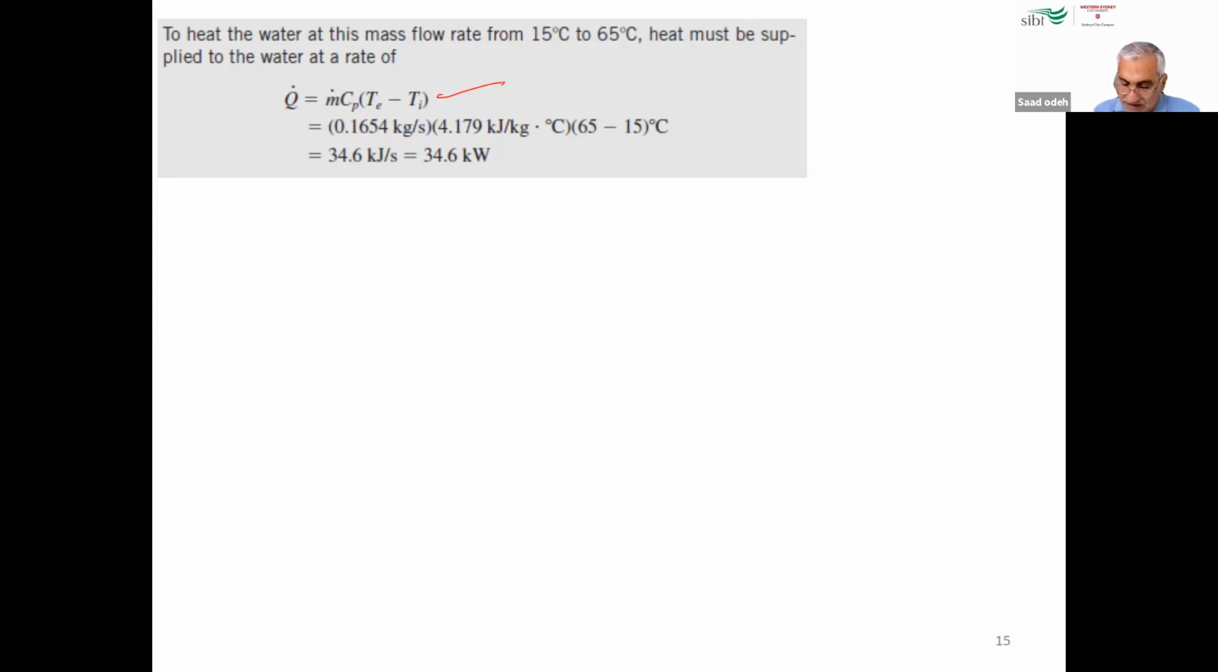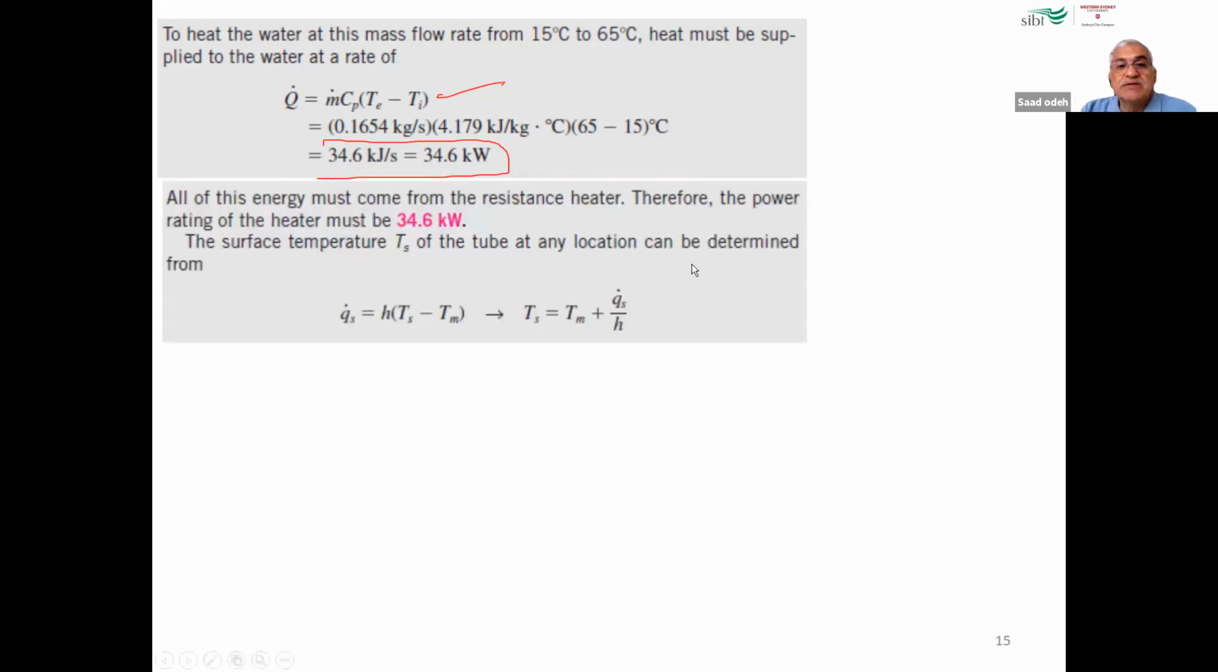And we find that this is the amount of kilojoules per second, or kilowatts, gained by the water. This is exactly equal to the electric heater power, or the resistance power. So the power rating of the heater will also equal 34.6 kilowatts, as you can see here.